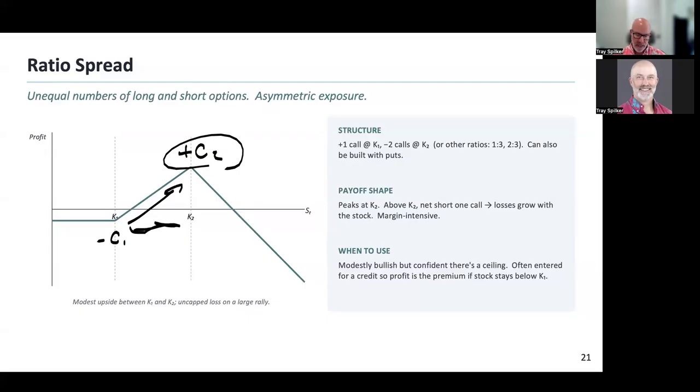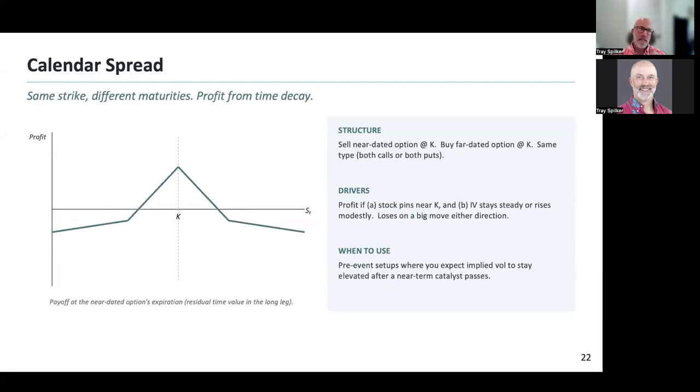It's a relatively sophisticated strategy, not typically used by retail traders. Last but not least, in terms of these spreads, is a calendar spread. This is a combination of, say, two options of the same type, two calls, for example. They have the same strike price, but they have different maturities.